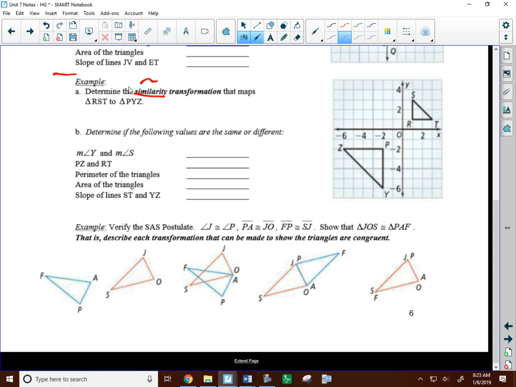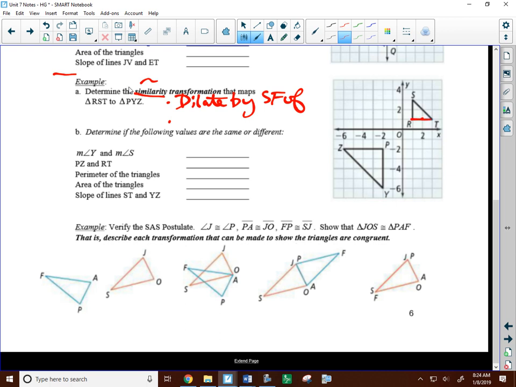It says start with RST, so start with the small one. I like to do a dilation first. There are sometimes where you might not be able to do a pure dilation first, but usually I do that. I want to get the triangles to be the same size. Any ideas what we should dilate by? I'm going to say dilate by a scale factor of 2. How'd you know? But why 2? Why not 1.5 or 4?